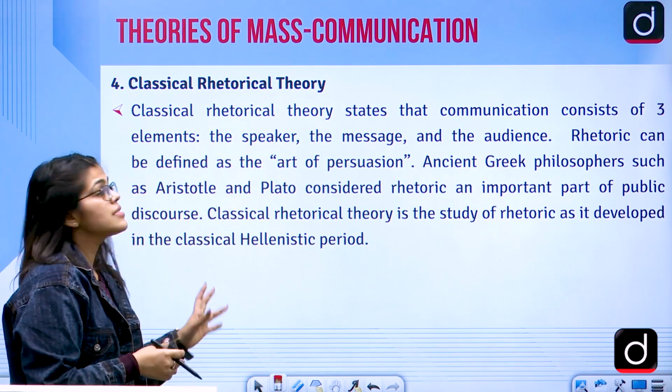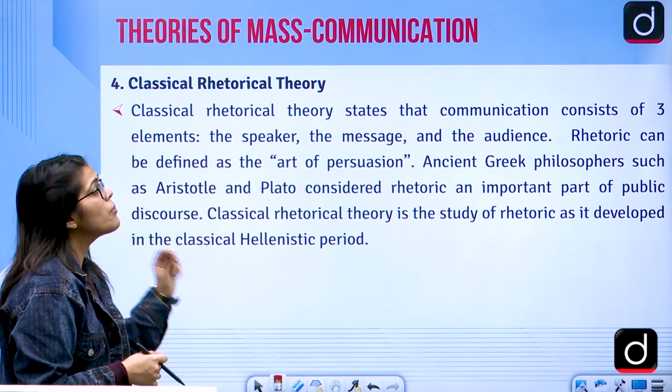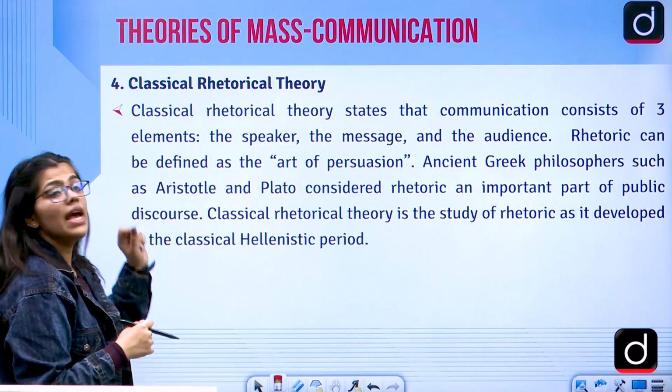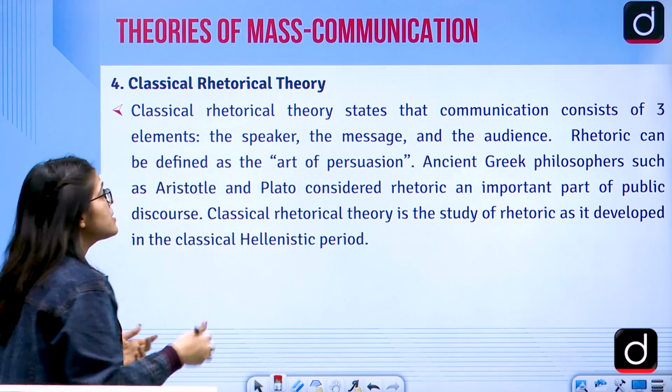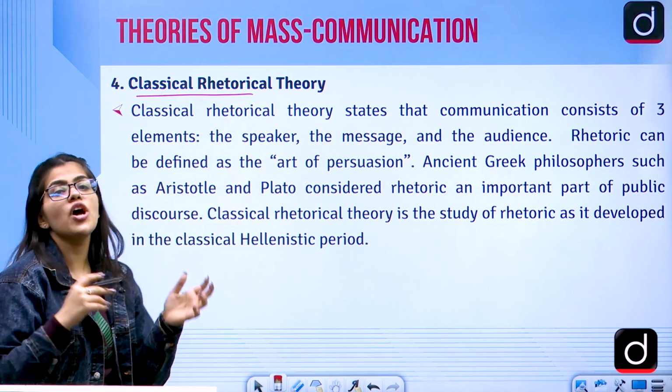Then there is the classical rhetorical theory, and the classical rhetorical theory states that communication consists of 3 elements. Now what are these 3 elements? Communication will only focus on the speaker, the message and the audience.